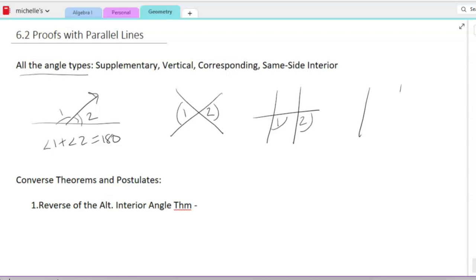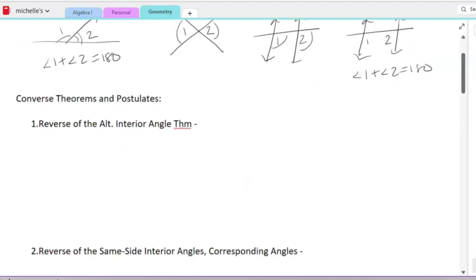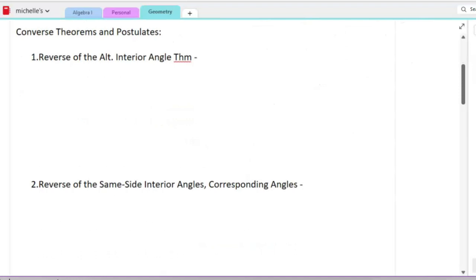And then similarly, same side interior angles are supplementary. So if they're inside the parallel lines and on the same side of the transversal. Okay, so those would be types of angles you need to familiarize yourself with if you don't have them already memorized. All right, other theorems we need to consider.